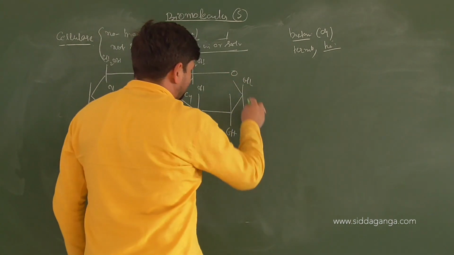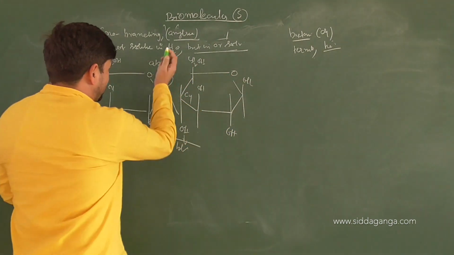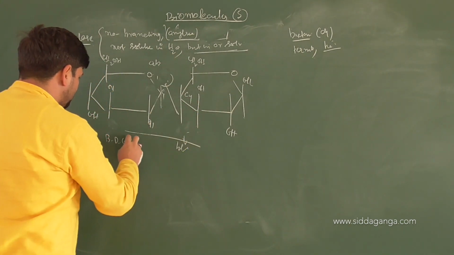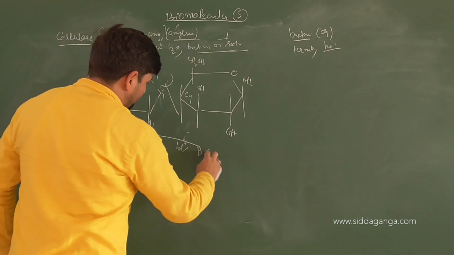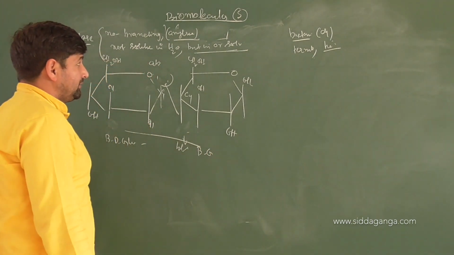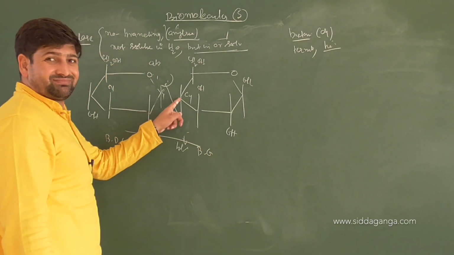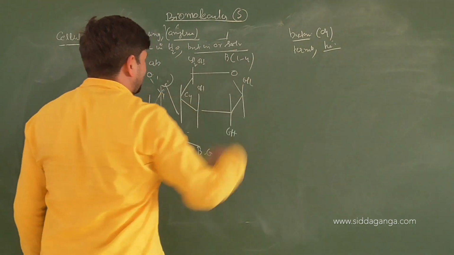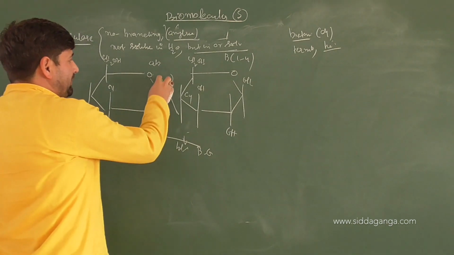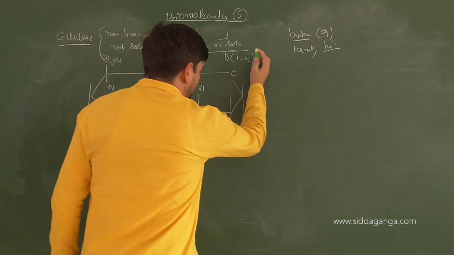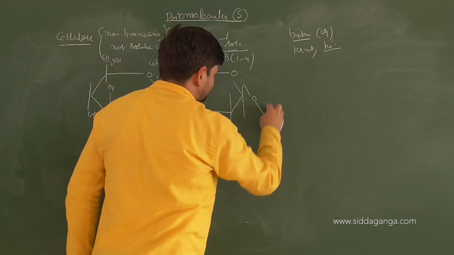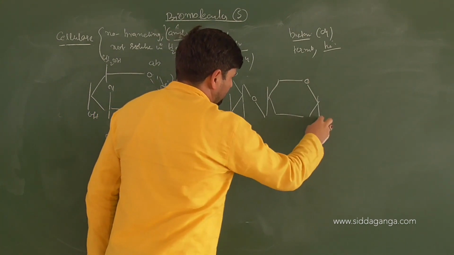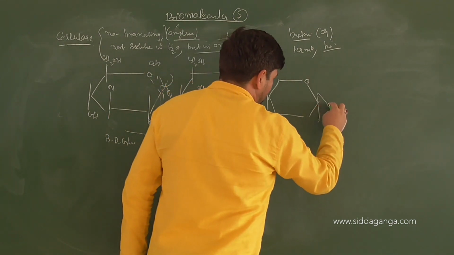Now you look at this case, children, it's OH and OH, right? So what will happen here? It is beta D-glucose. This is beta D-glucose. So what's the link? Beta 1,4 link. Yes or no? This will be a beta 1,4 link here. Now the beta 1,4 link will make a crooked bond here, right? Here also you will have a crooked bond. Here also you will have a crooked bond.